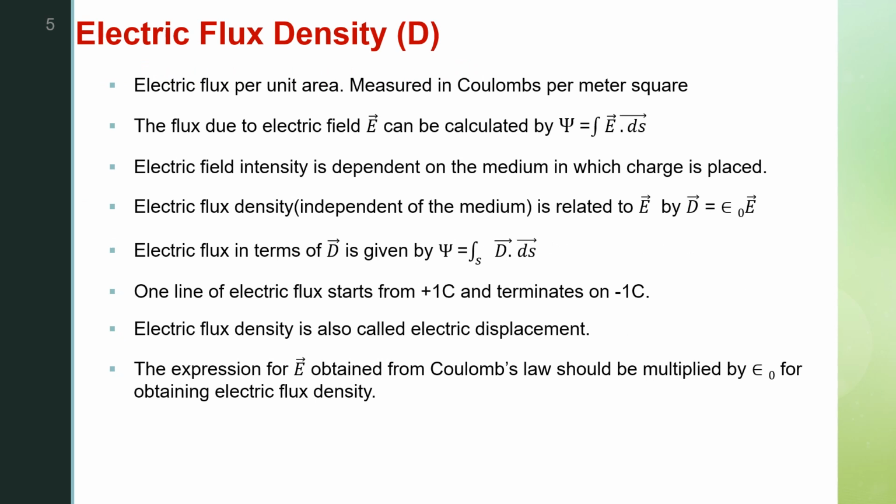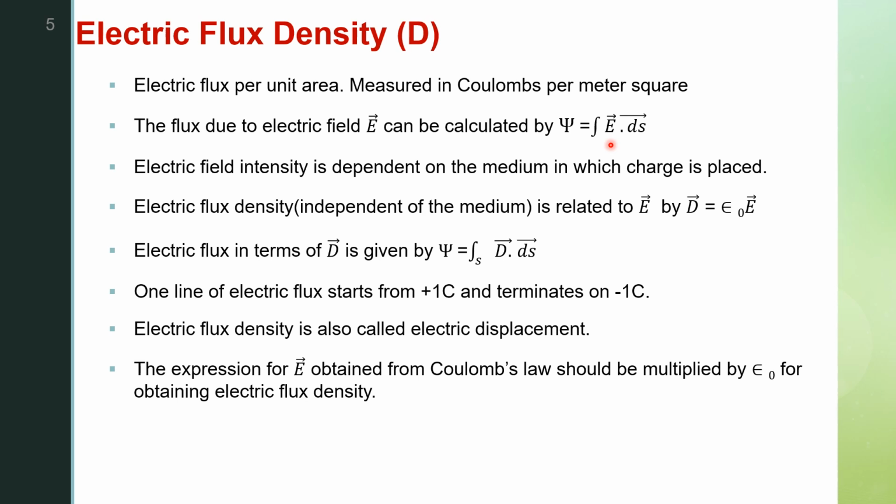Electric flux density is represented by the letter D. In short, it is electric flux per unit area, and it is measured in coulombs per meter square. The electric flux due to an electric field can be calculated by psi is equal to the integral of E dot ds, where psi is the electric flux and E represents the electric field intensity.